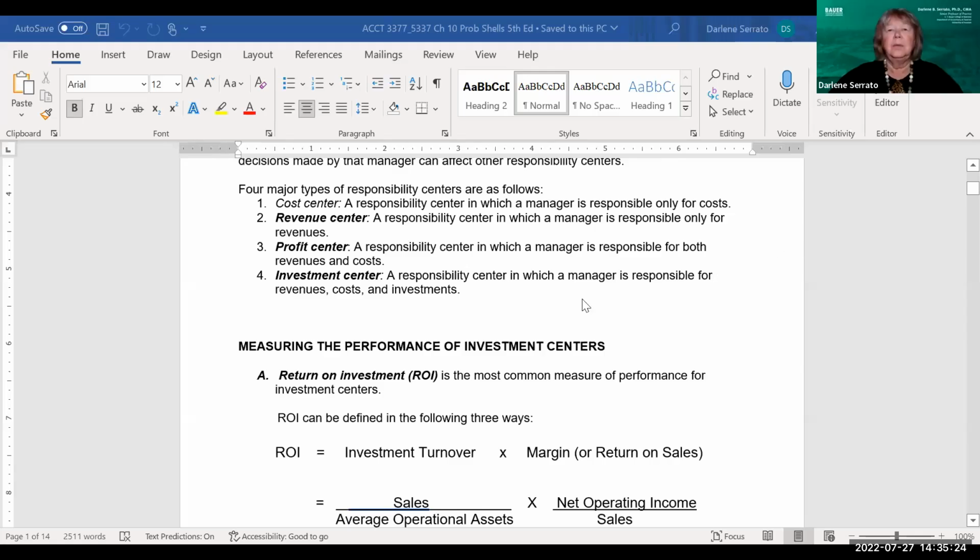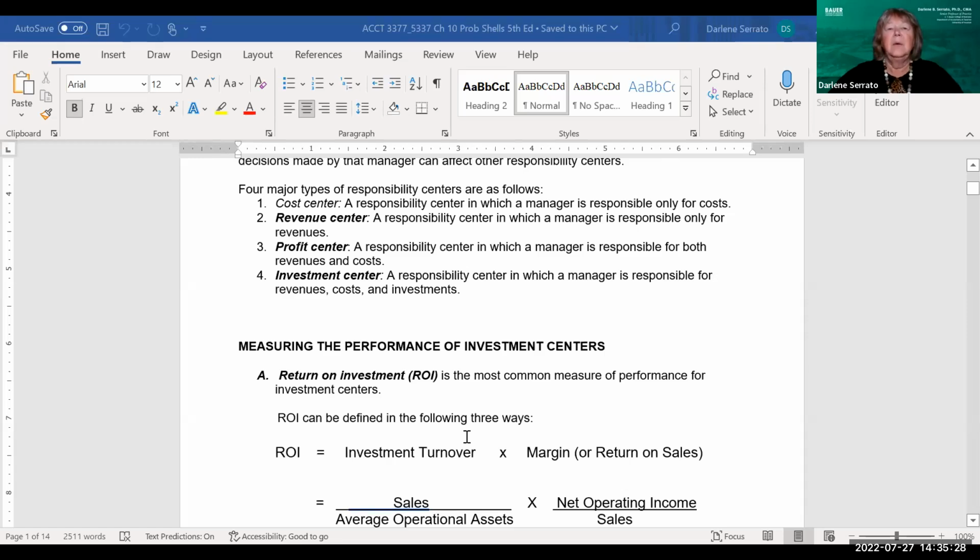So now we need to look at working problems from chapter 10. ROI, which includes margin and turnover, residual income, and economic value added. Okay, here are our problem shells.